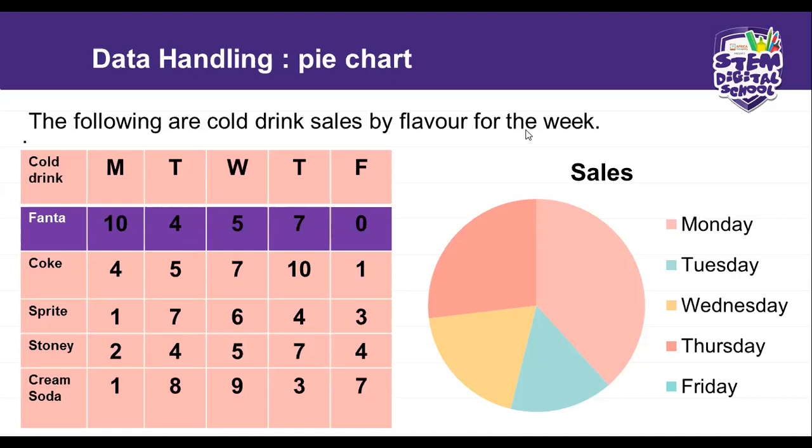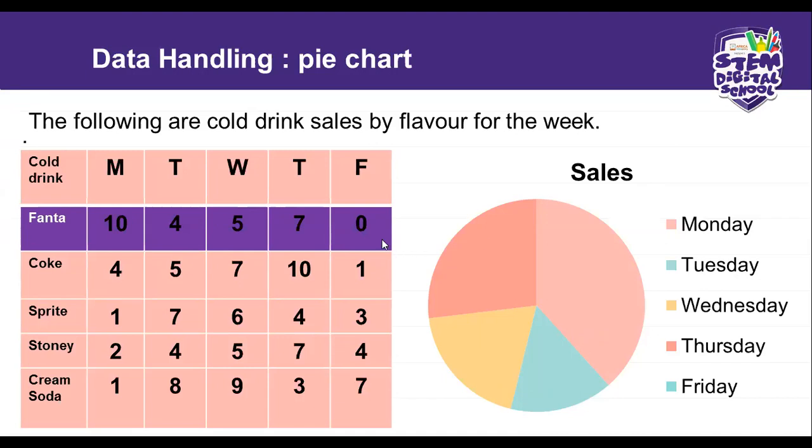If we go to the graph, do you agree with me that Tuesday was the lowest? Good, Chevelle. Yes. Okay, Tuesday was the lowest. So let's go to the graph and check if indeed the slice for Tuesday is the smallest. There's our Tuesday. And indeed, if you look at the slices, Tuesday is the smallest.